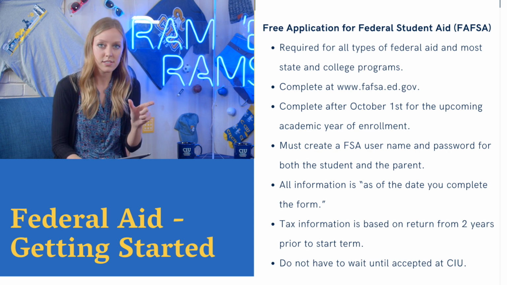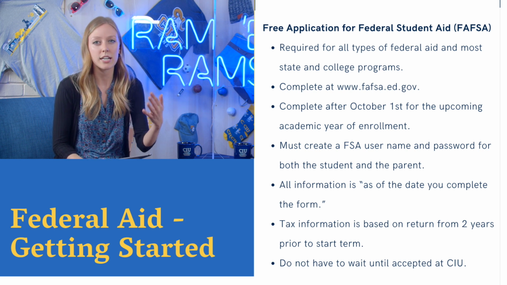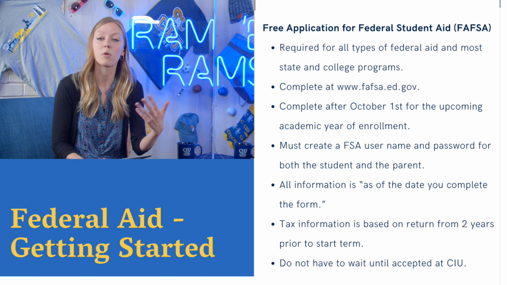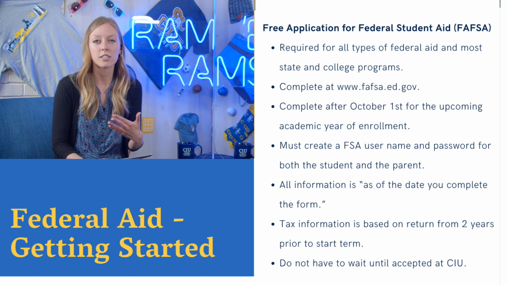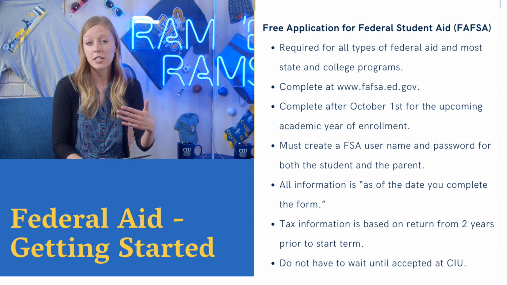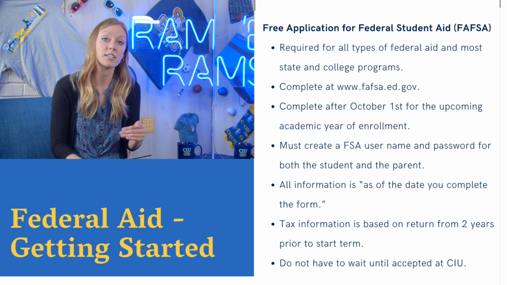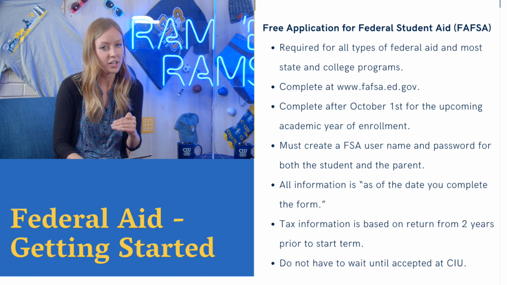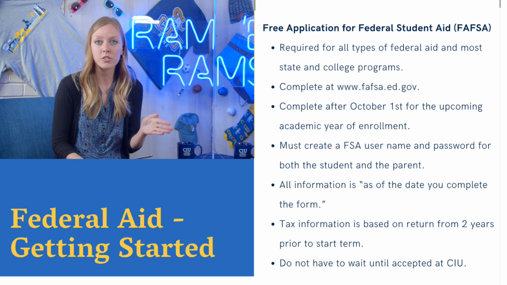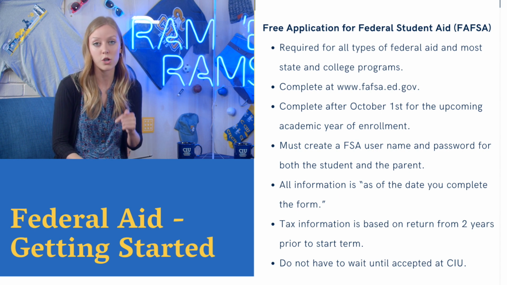But the FAFSA is just a snapshot in time of your family's financial situation, and it allows the federal government to kind of determine how much they think that your family might be able to contribute to your education. A lot of other institutional aid is also calculated by the FAFSA, so it's really important to fill this out. This year's FAFSA is open already. It always opens on October 1st. So if you are a junior, know that you can fill out the FAFSA October 1st of next year. If you're a senior, it's already open.